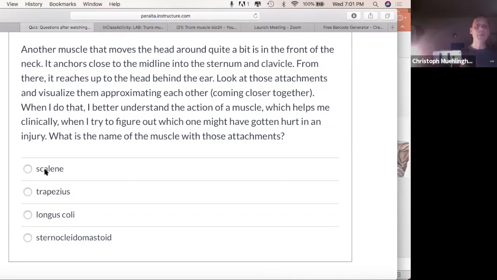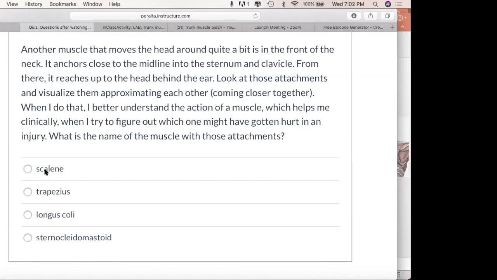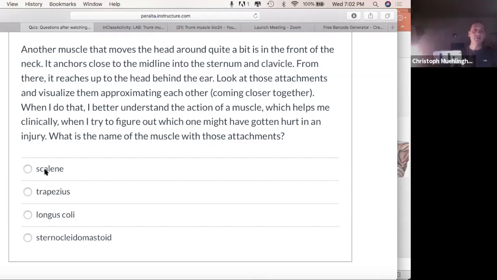All right, another muscle that moves the head around quite a bit is in the front of the neck. It anchors close to the midline at the sternum and the clavicle. From there, it attaches up to behind the ear. Look at those attachments and visualize them approximating each other, bringing them closer together. When I do that, I better understand the action of a muscle.